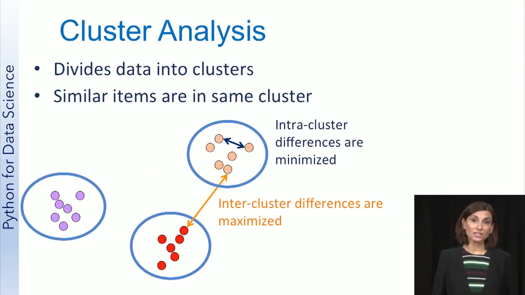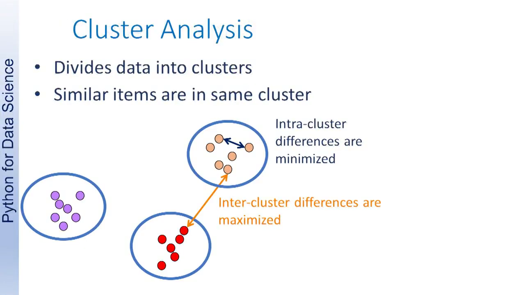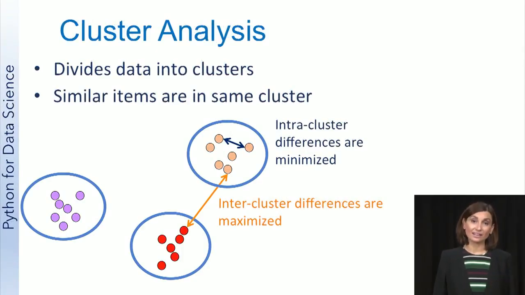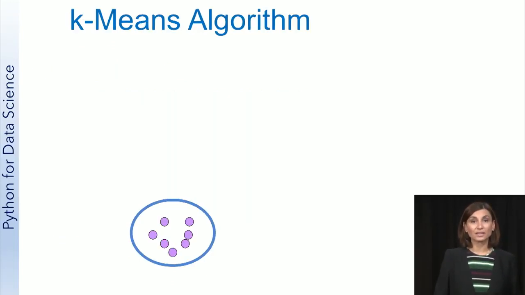Recall that cluster analysis divides samples in a dataset into groups or clusters. The idea is to group similar items in the same cluster, where similar is defined by some metric that measures similarity between data samples. So, the goal of cluster analysis is to divide data samples such that samples within a cluster are as close together as possible and samples from different clusters are as far apart as possible.